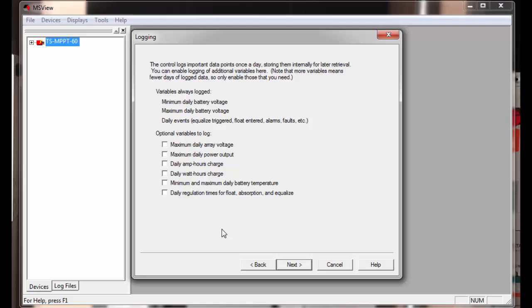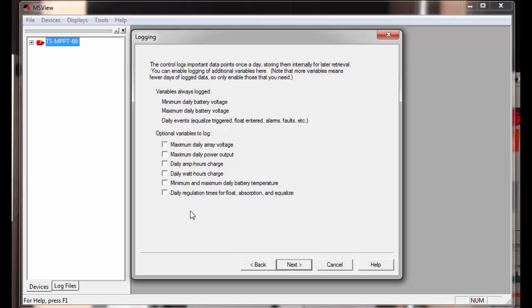The TriStar MPPT includes a data logging feature which will log data internally in the memory. You have variables that are always logged, and then you have optional variables. If you only log the standard values, you can get up to 200 days of daily log data. Now you can add additional variables, as you can see here. But for every variable you add, it will reduce the maximum number of days of data logging.